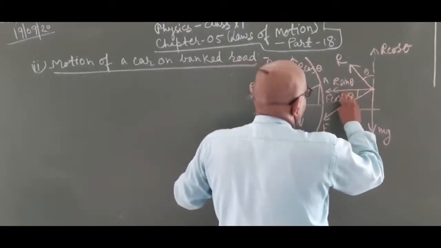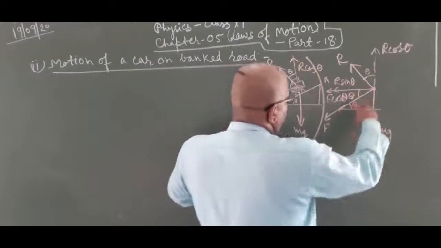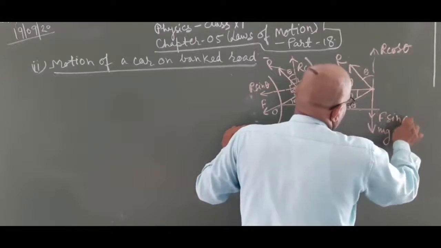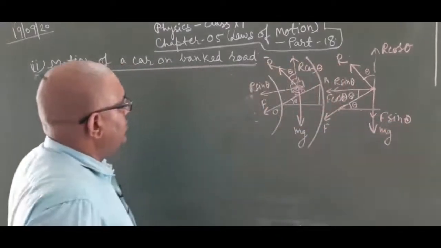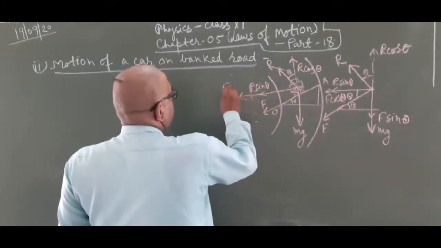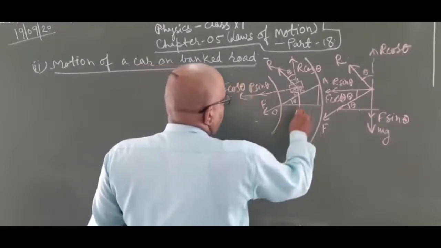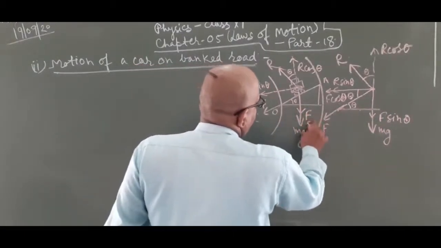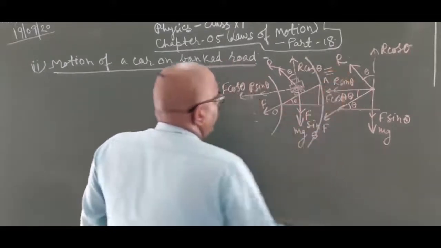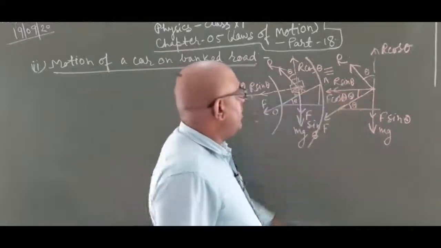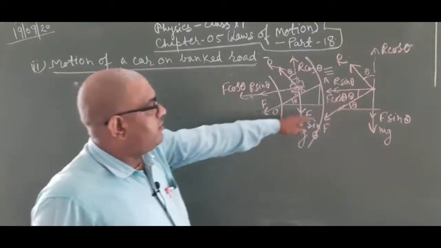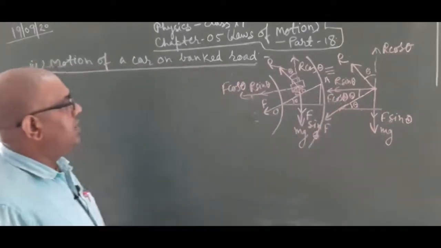And this is F cos theta, and the component along this direction is F sin theta. Clear, students? The same here, R sin theta. So here F cos theta, and this is F sin theta. This is two diagrams. We supposed the car as a point object, and since we supposed it as a point object, we resolved all these forces acting on this car.